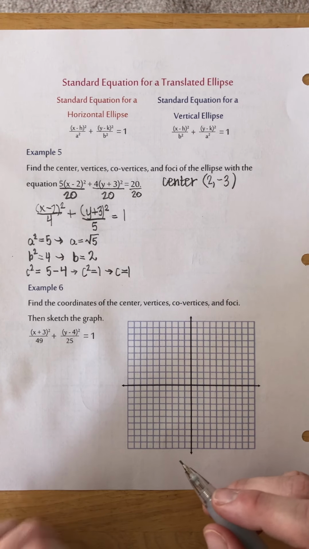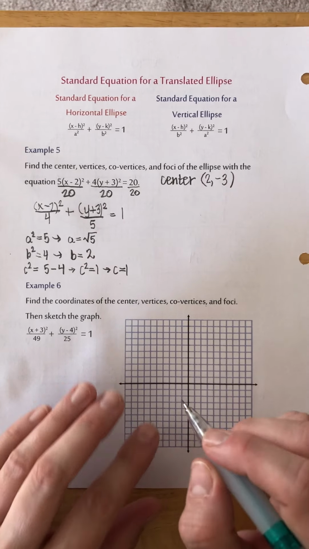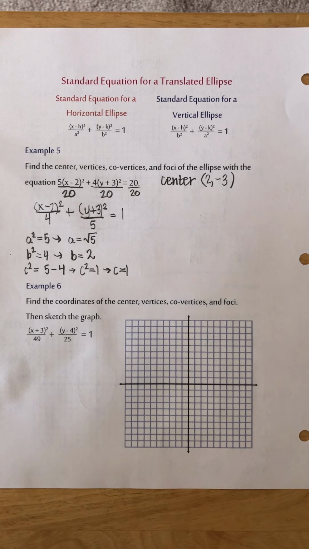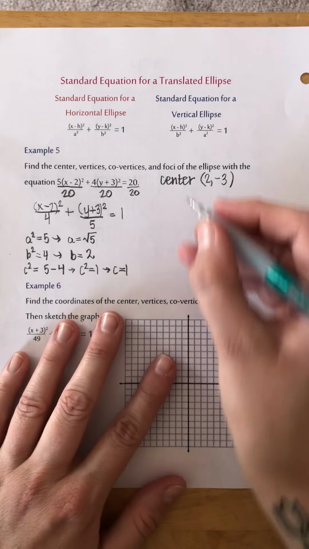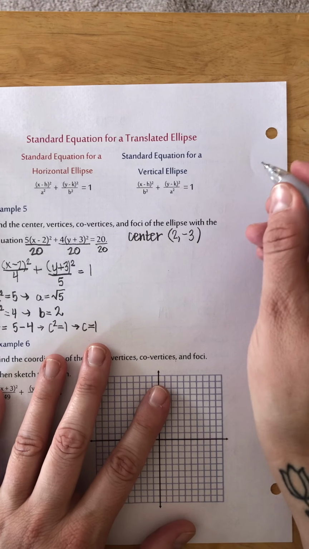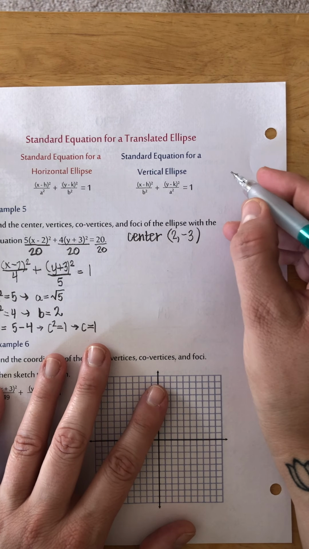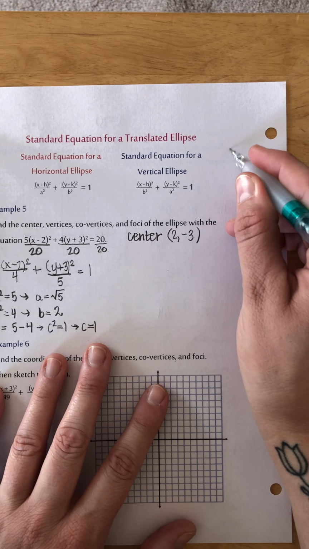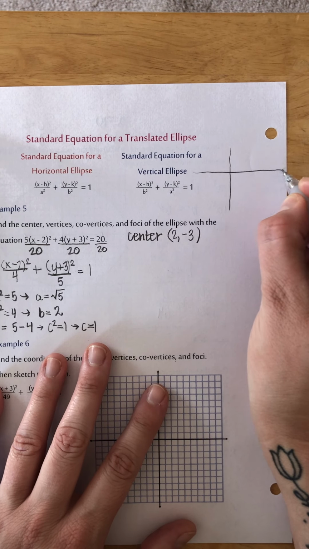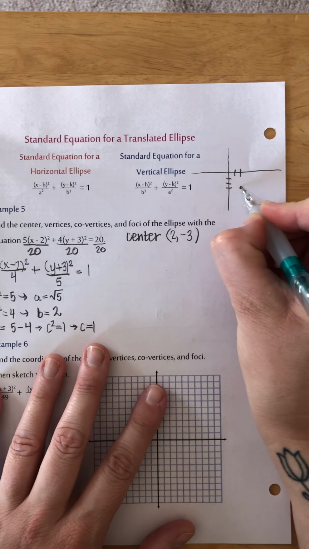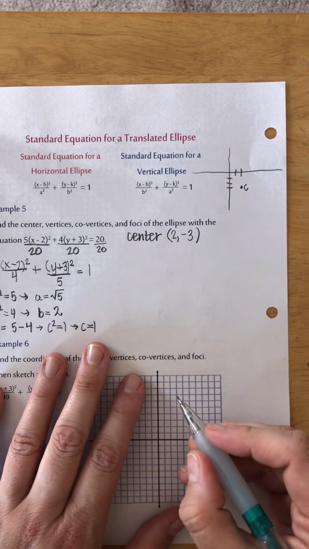Now, here is where you have to use your brain a little bit. Sometimes some people do better with this next part if they actually draw the picture, even if you're not asked to draw the picture. So if you feel like drawing a picture would help, we can do that. And I'm going to do that just because I'm a visual person. If you feel comfortable doing it without drawing a picture, that is okay as well. So here's what I mean. The center is at 2, negative 3. I'm just going to put C for center.